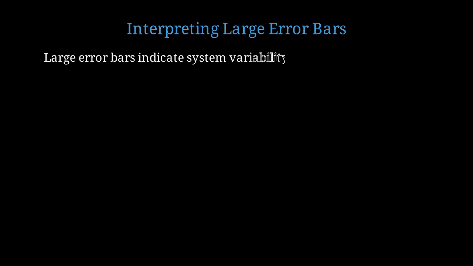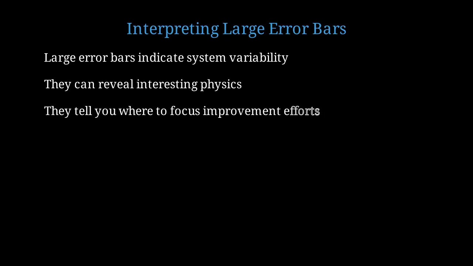Large error bars often indicate real system variability. The phenomenon you're studying is genuinely variable or unstable. This can actually reveal interesting physics. Perhaps the system is near a phase transition, or there are uncontrolled environmental factors at play. Large error bars also tell you where to focus your efforts to improve the experiment. They highlight which measurements need better control.